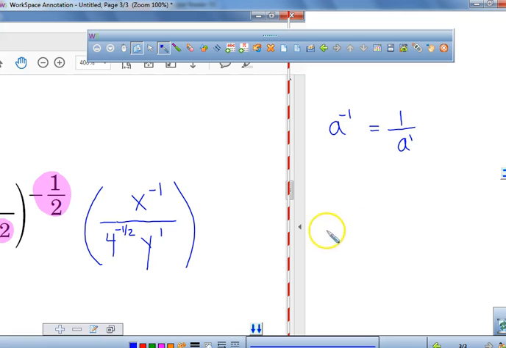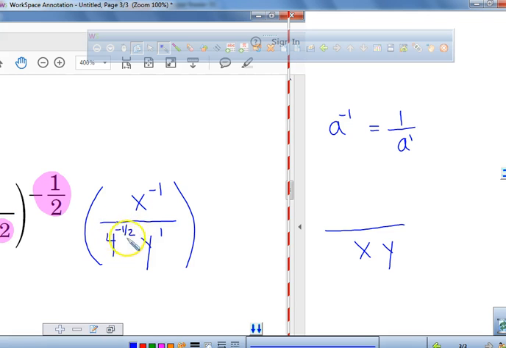So right here in the denominator, I'm going to have an x and a y. I'm not moving the y because that exponent is already positive. You see how this exponent right here is negative? So I'm going to move this up. So make this 4 to the power of 1/2.